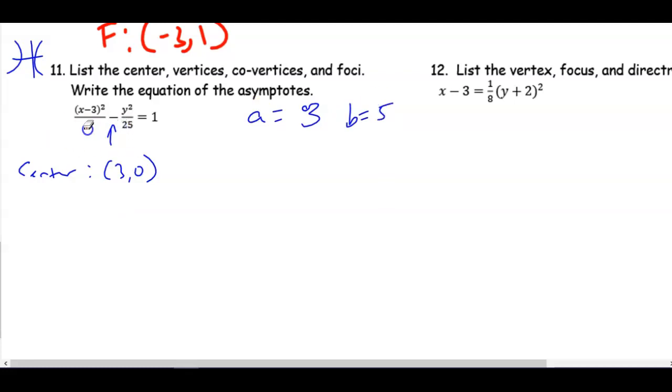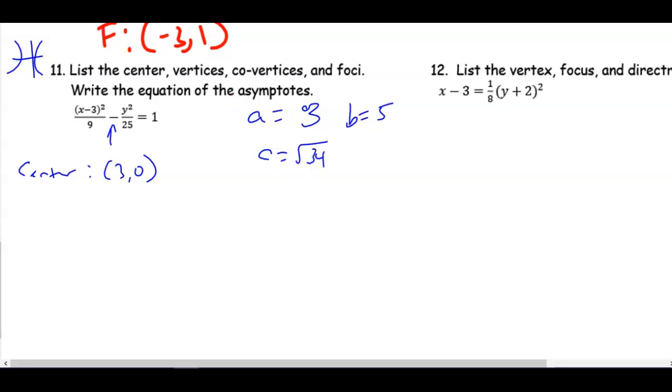A is 3 and B is 5. Because remember, in a hyperbola, A always comes first. A squared plus B squared is C squared. 9 plus 25 is going to be 34. And then the square root of 34 is C.